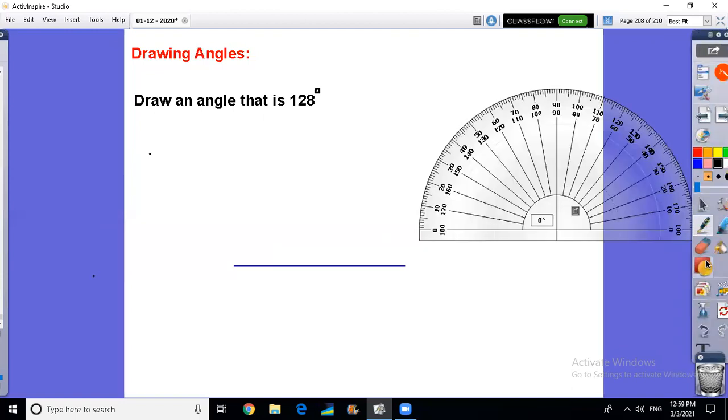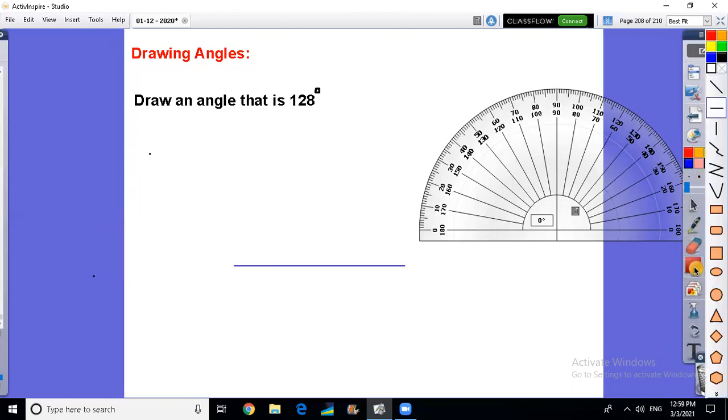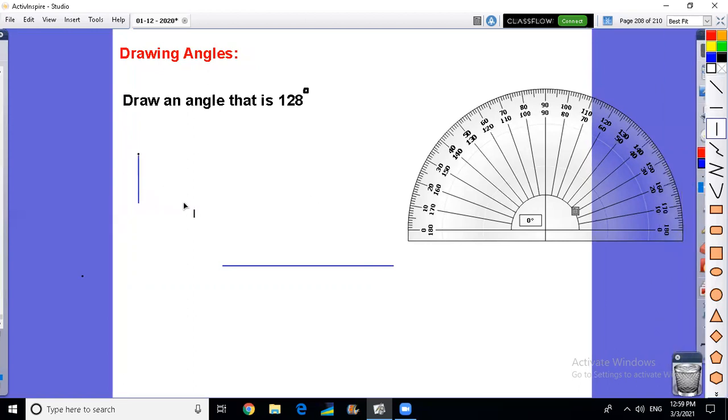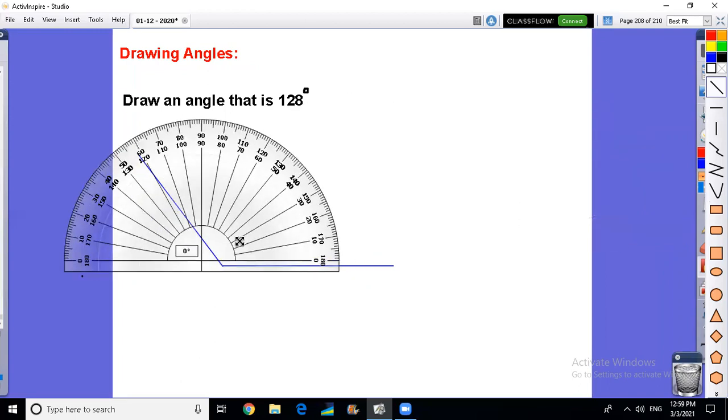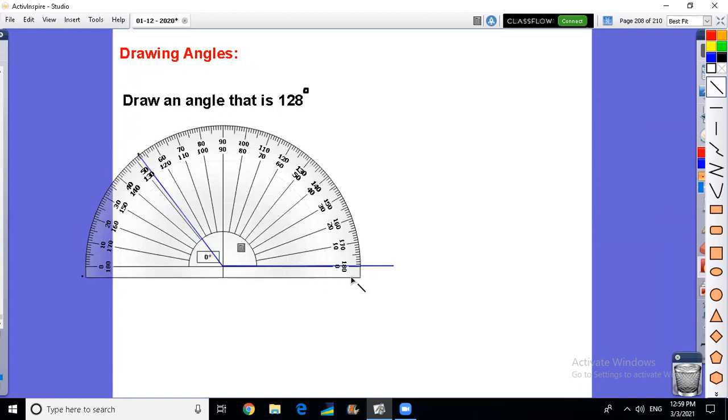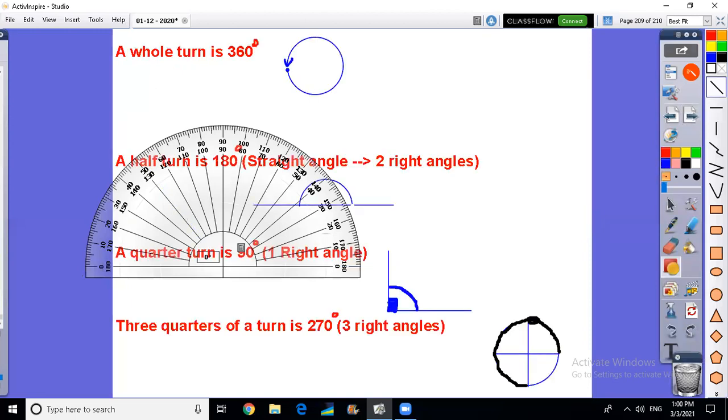Now throw the protractor away and draw a straight line just to connect this with the center that you were putting the protractor on. This is the vertex that I was using, so I just connect them. It is 128 degrees, which is an obtuse angle. Again, put the center of the protractor on one of the ends. We start from this zero, we put it here on the side, then put the point on 128, connect. That's it.